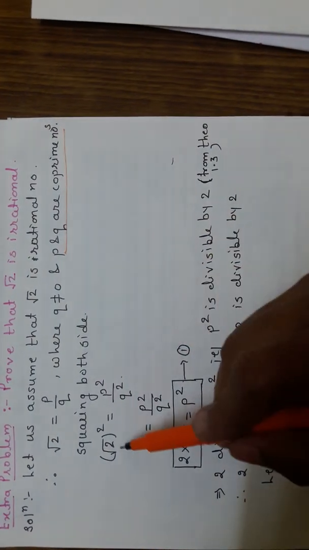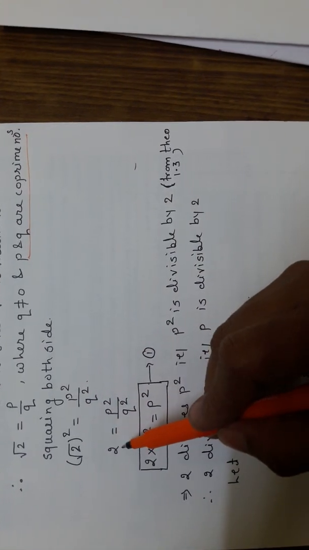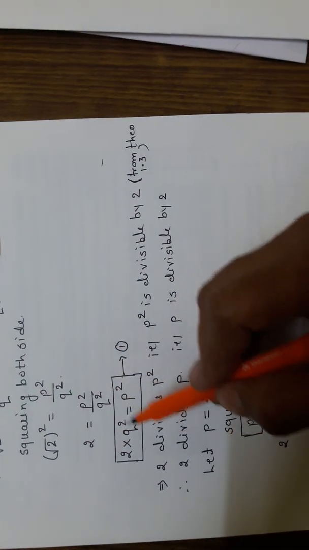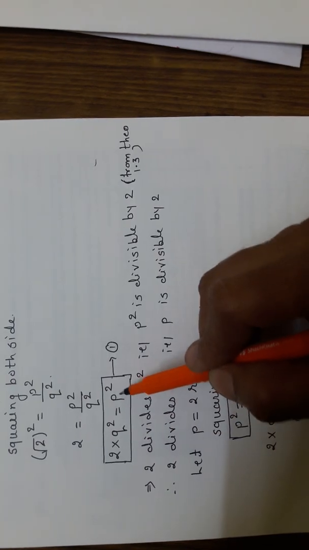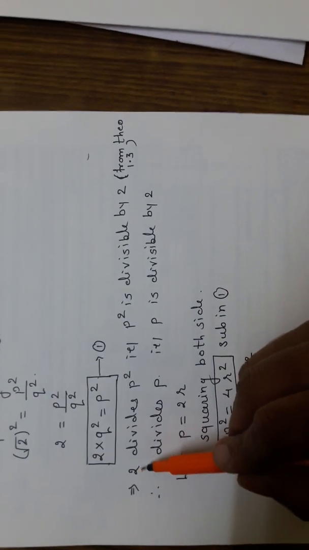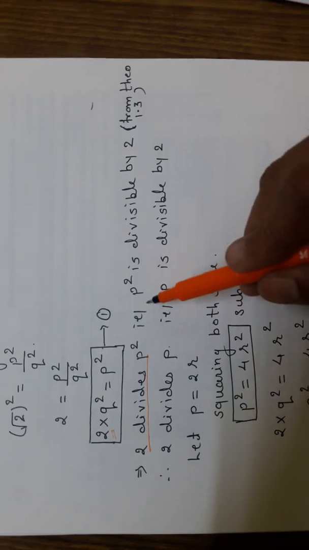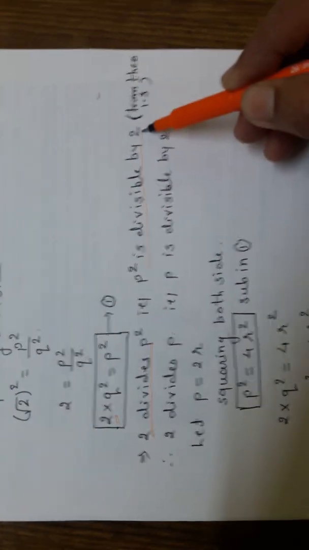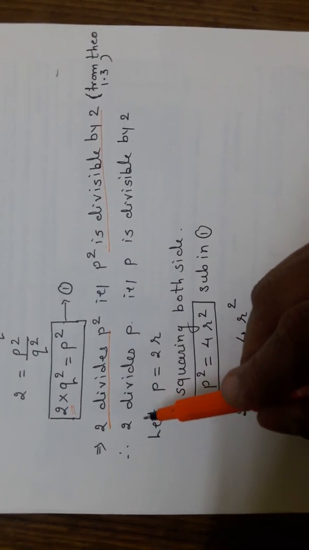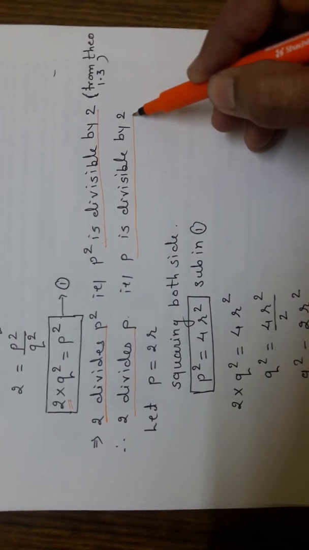Squaring both sides, root 2 square is equal to P square upon Q square. Root 2 square is 2, which is equal to P square upon Q square. Then we do cross multiplication: 2 into Q square is equal to P square. From this equation we can write that 2 divides P square, which means 2 is one of the factors of P square, that is P square is divisible by 2. Therefore, by Theorem 1.3, 2 divides P, that is P is divisible by 2.